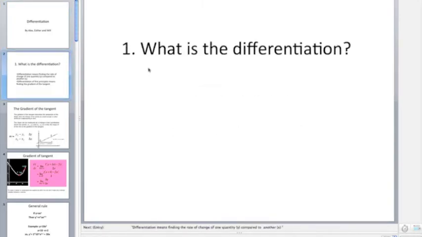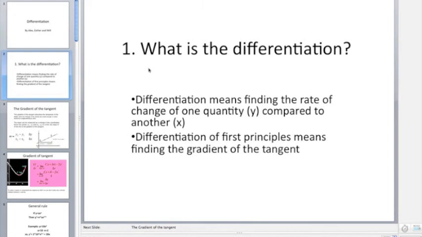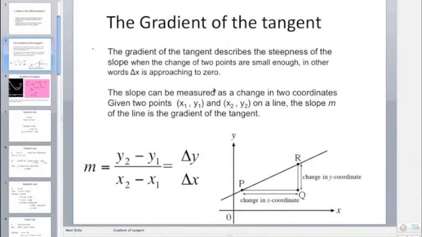What is differentiation? Differentiation means finding the rate of change of one quantity y compared to another x. Differentiation of first principle means finding the gradient of tangent. The gradient of the tangent describes the steepness of the slope when the change of two points is small enough. In other words, delta x is approaching 0.